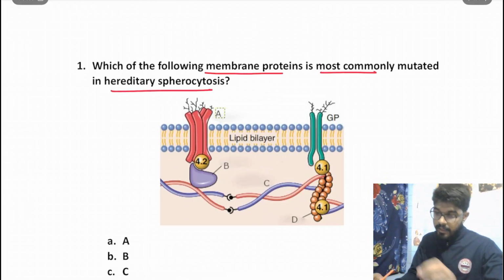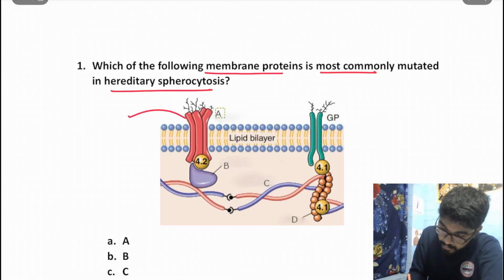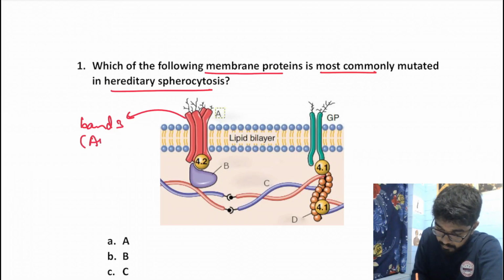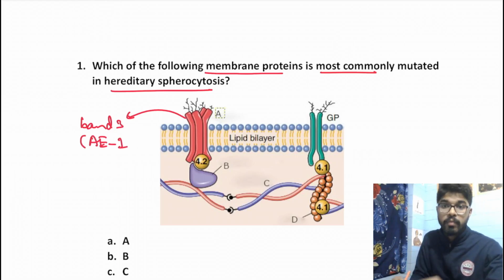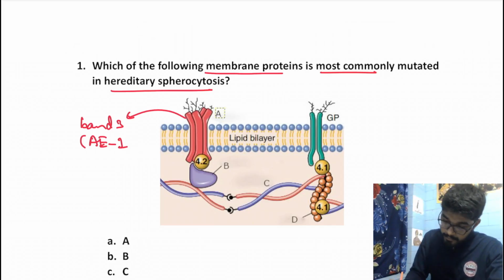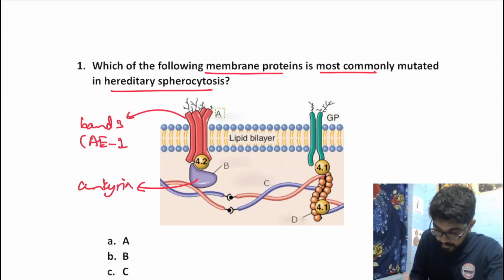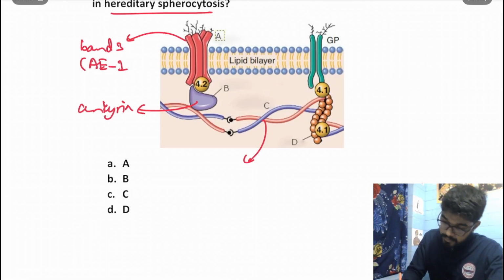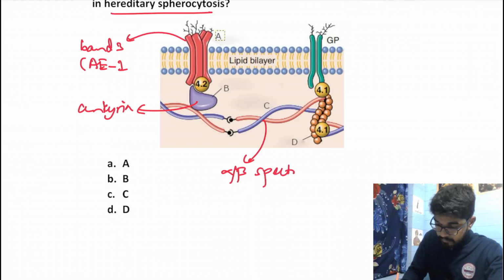Right. So we have the RBC membrane over here. This is our band 3 protein, which is nothing but our anion exchanger 1. Then we have this, our ankyrin protein. These two represent the alpha and beta chains of spectrin, and D is our actin.